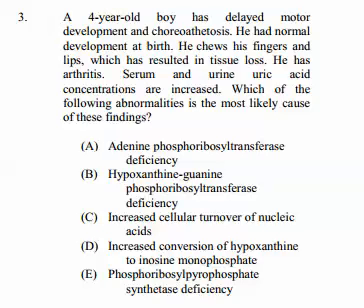A. Adenine phosphoribosyltransferase deficiency. B. Hypoxanthine guanine phosphoribosyltransferase deficiency. C. Increased cellular turnover of nucleic acids. D. Increased conversion of hypoxanthine to inosine monophosphate. E. Phosphoribosyl pyrophosphate synthase deficiency. And the answer here is B.